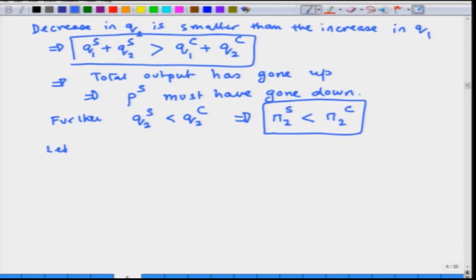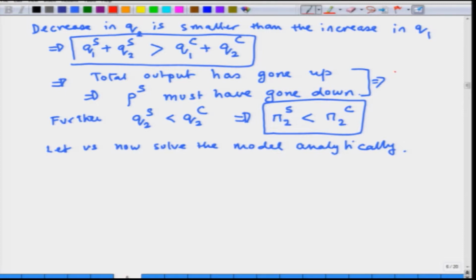Okay. Let us now solve the model analytically. One other statement which might be useful for us to note here is the fact that total output has gone up and price has gone down, together implying that consumers are much better off in the Stackelberg model, right. So, consumer surplus has increased. Okay. So, let us also make a note of that.